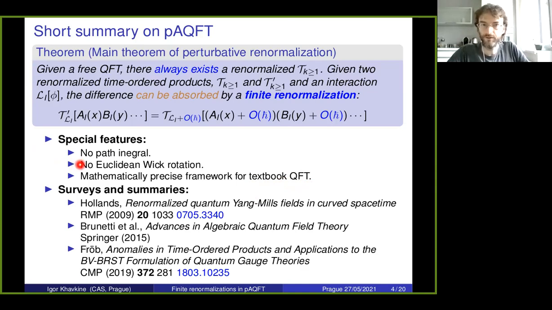Another key feature is that there's no need for a Euclidean Wick rotation in any of this discussion. We're working directly in real space-time. Maybe this is also a drawback, because some things that are possible with Wick rotation, there's no obvious way of utilizing here. Another feature is that all of this discussion doesn't rely on path integrals in any way. Again, it could be a drawback. If you really love path integrals, you will not find them here. But you also don't need them because they introduce an extra layer of mathematical fuzziness.